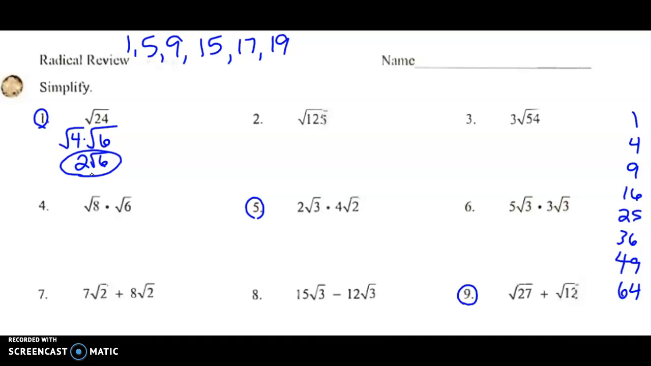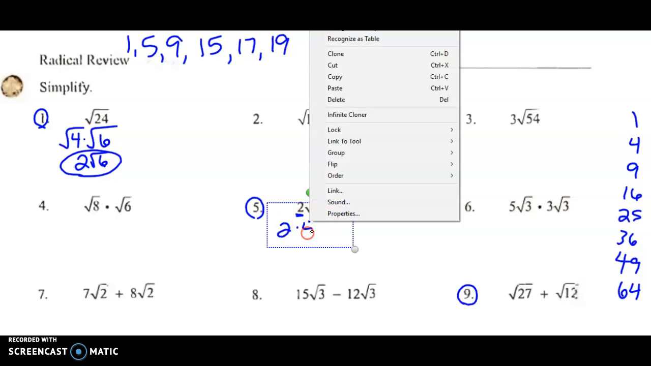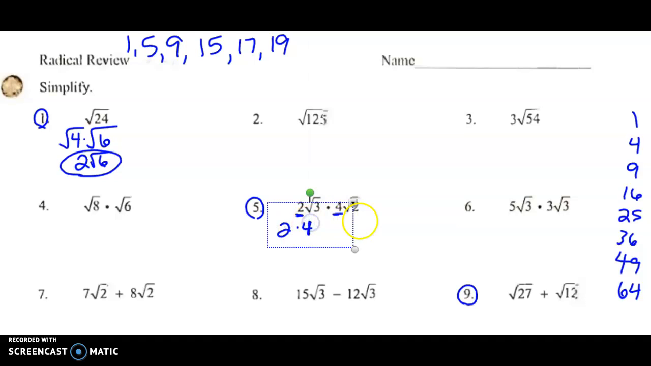Okay, number 5, this one's multiplying. So the numbers that are not under the radical you can put together, and then the numbers that are under the radical you can put together. All right, so then we can take 2 times 4, which is 8, and 3 times 2, which is square root of 6. See if you can break that square root of 6 further. You might be thinking 3 and 2, but since 3 and 2 aren't on our list, we don't want to break that apart. So we were actually done when we got 8 times the square root of 6.